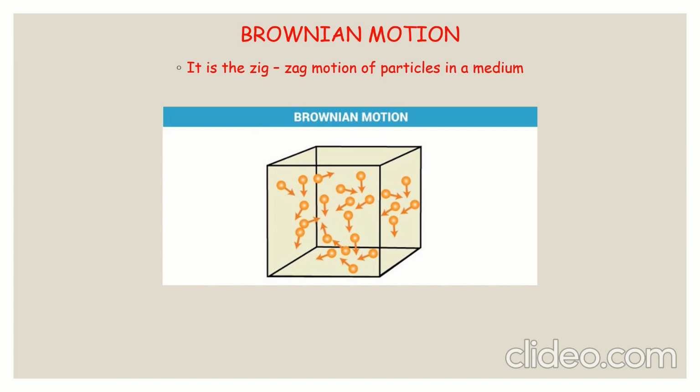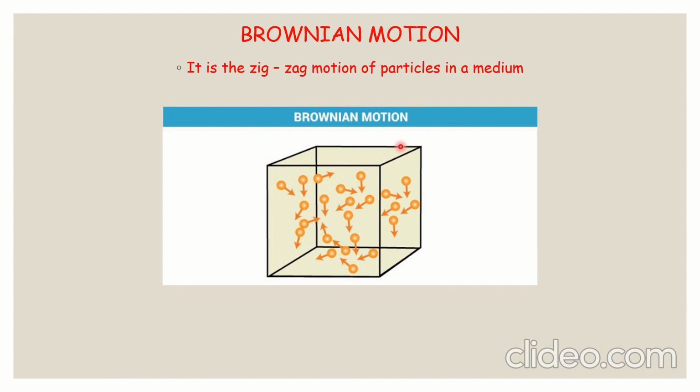First up is Brownian motion. It is the zigzag motion of particles in a medium. Now let's understand this. For reference, I've placed the picture over here. Imagine these all to be atoms. Now the zigzag motion of these substances is inside a medium. A medium is the solid container. Now let me give you a really good example.